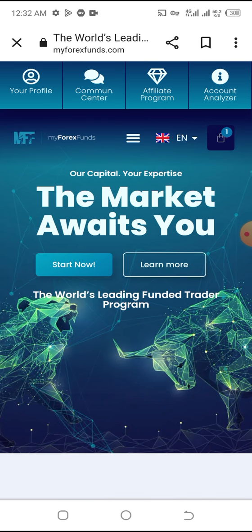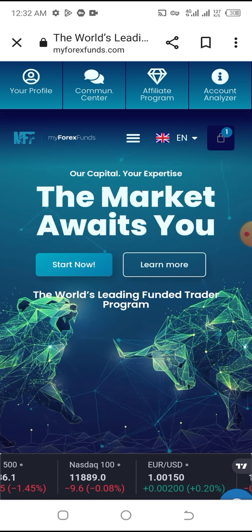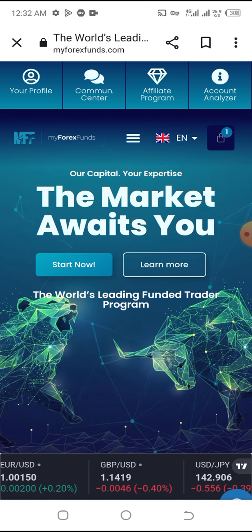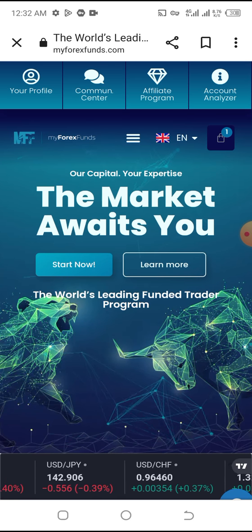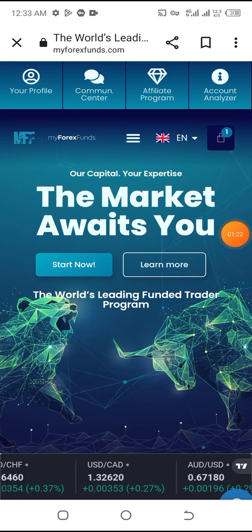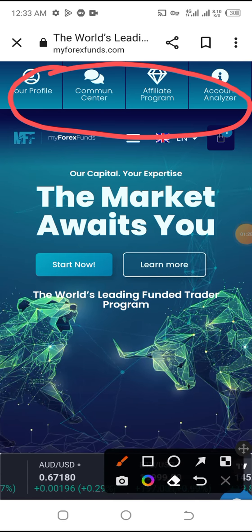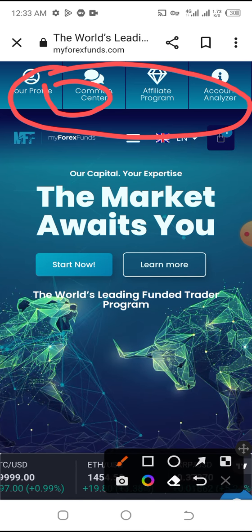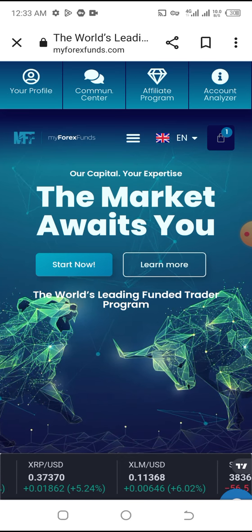Now, if you've already registered your account with My Forex Funds... I opened another account with My Forex Funds because I wanted to make a simple video and explain to you everything about them. So this is their logo, of course. If I had not registered, I would be having login and register here. Registering is just entering your email address and then your new password. You've already registered, you don't need to upload any document.